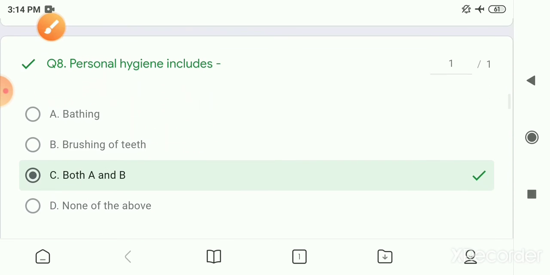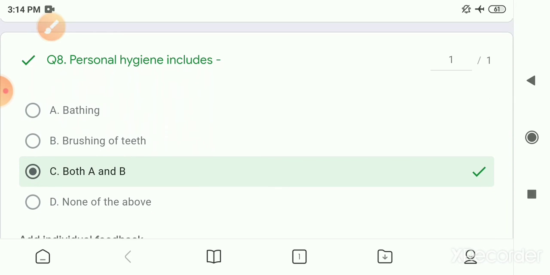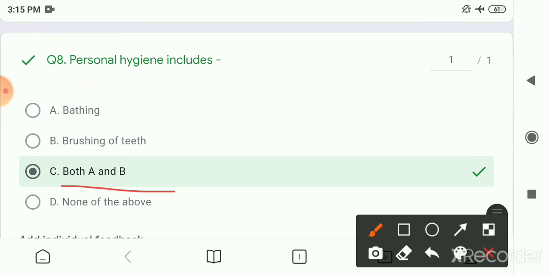Next is 8th number, personal hygiene includes, the options are bathing, brushing of teeth, option A and B both, and none of the above. So here your answer is option C, that is both A and B. In personal hygiene, we have to take a bath regularly and we have to brush our teeth properly. So here your answer is option C.